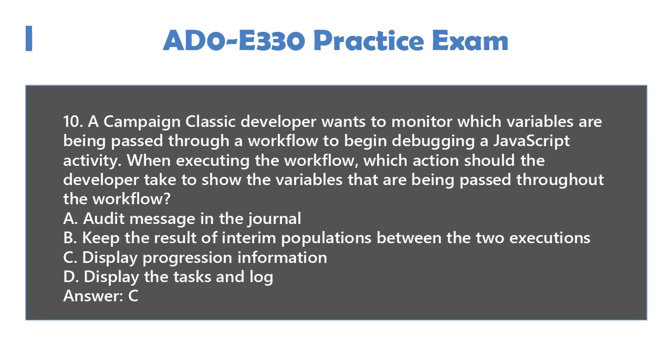10. A Campaign Classic developer wants to monitor which variables are being passed through a workflow to begin debugging a JavaScript activity. When executing the workflow, which action should the developer take to show the variables that are being passed throughout the workflow? A. Audit message in the journal. B. Keep the result of interim populations between the 2 executions. C. Display progression information. D. Display the tasks and log. Answer: C.